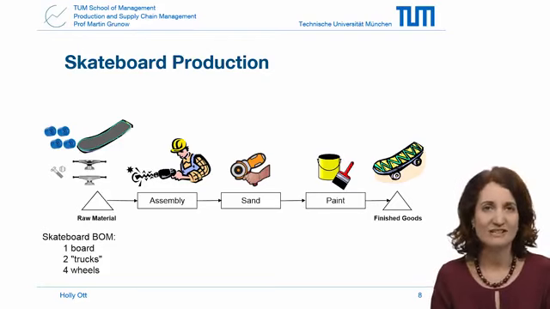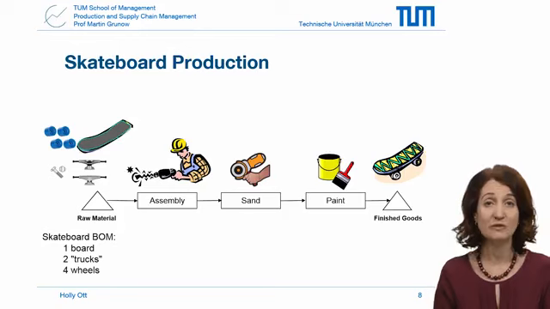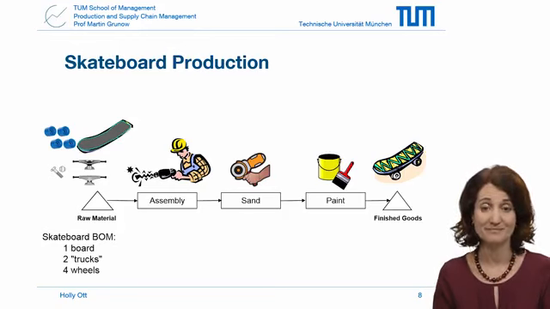Here again, we see our skateboard flow: assembly, sand, and paint. We have the raw materials, the inputs to the system: the deck, the board, and the trucks. And this is called the bill of materials, or BOM. We need to meet our customer demand. So what decisions and information do we need to make this happen?